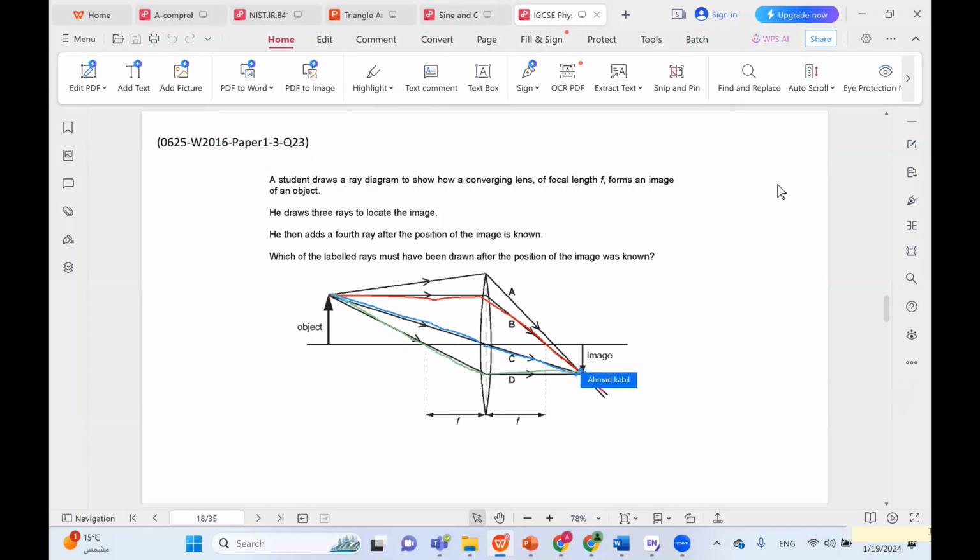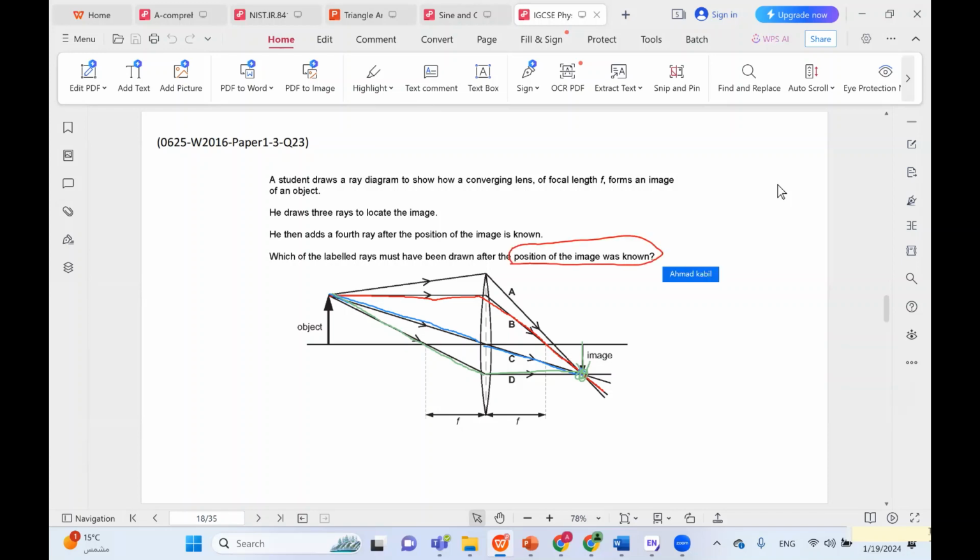These 3 rays intersect at a point, and this is where the image is formed. These are the only 3 rays that we can draw before locating the image. So we are using these 3 rays in order to locate the image. However, the question is asking which ray was drawn after the position of the image was known.